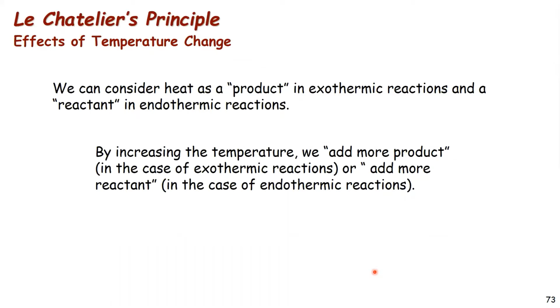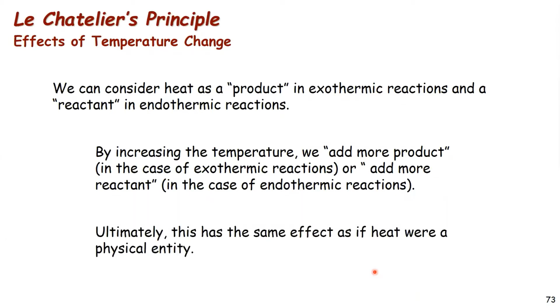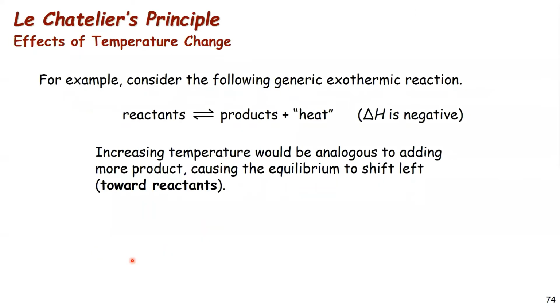So by increasing the temperature, we're going to add more product. In the case of an endothermic, we're going to add more reactants. So again, it's not really a physical entity, but we can treat it that way. So for example, let's consider the following generic exothermic reaction. So reactants are going to products, and it's going to release heat. So that's an exothermic, del H is negative.